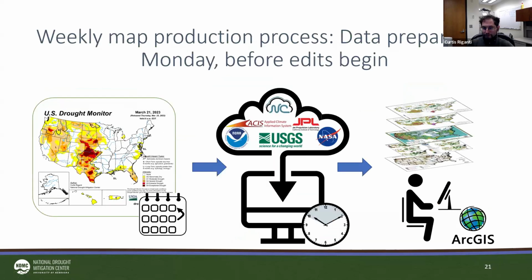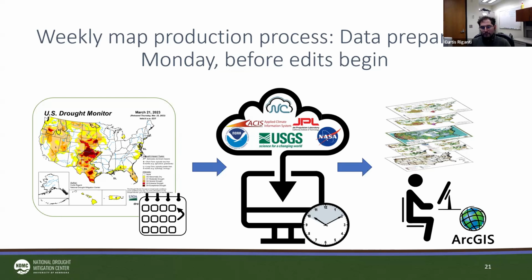So here's a little bit of a look then at what the process looks like each week. So this is from a map that looks like I did last year. So the data preparation will always start on Monday morning before we start making edits. So basically what's going to happen is you're going to take the previous week's map, and that'll be your starting point for the author. And then that'll be loaded into our GIS system. We use ArcMap right now.